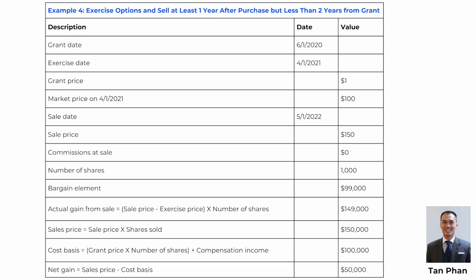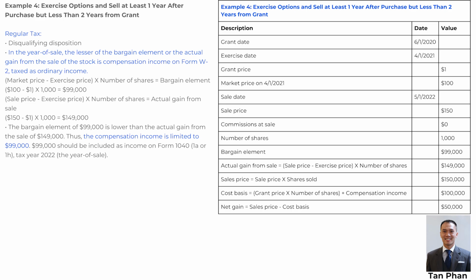Grant date June 1st, 2020. Exercise date April 1st, 2021. Sale date May 1st, 2022. Regular tax: disqualifying disposition. In the year of sale, the lesser of the bargain element or the actual gain from the sale of the stock is compensation income on Form W-2, taxed as earned income.